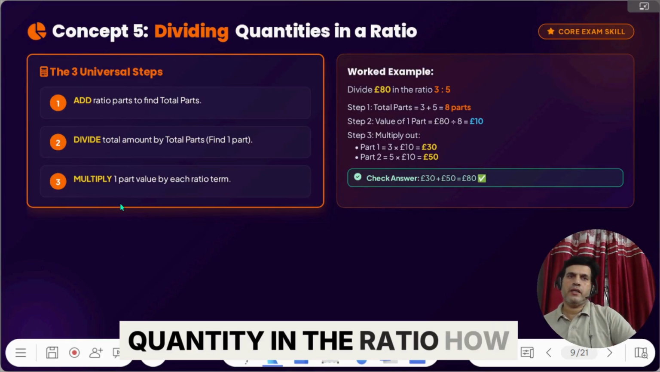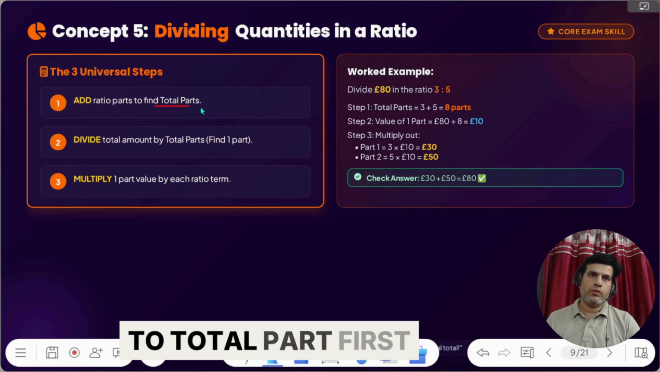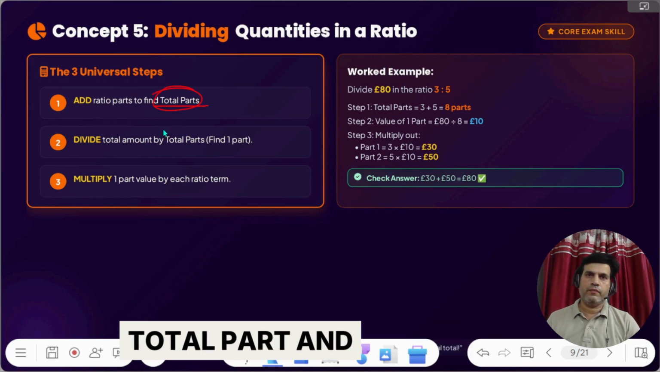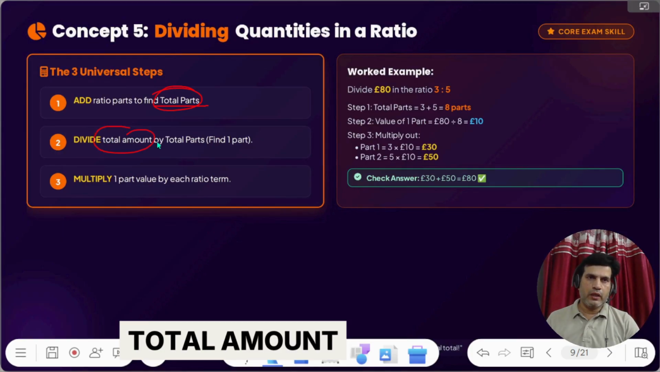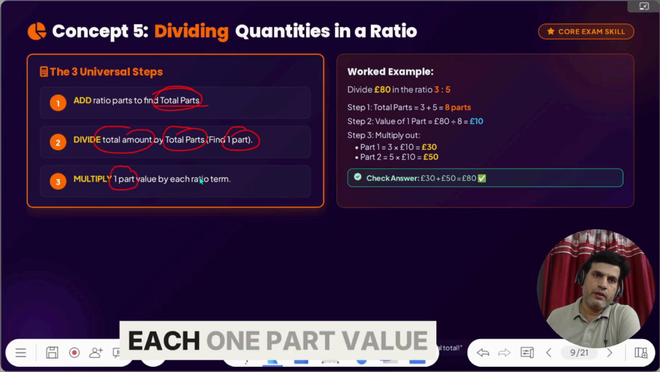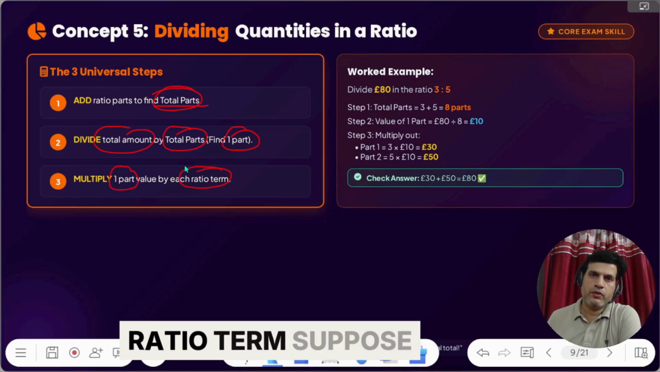Dividing a quantity in a ratio: how will you divide the quantity into the ratio parts? First add the ratio parts to get the total parts, then divide the total amount by the total parts. Find one part, and then each ratio term is multiplied by the one part value.